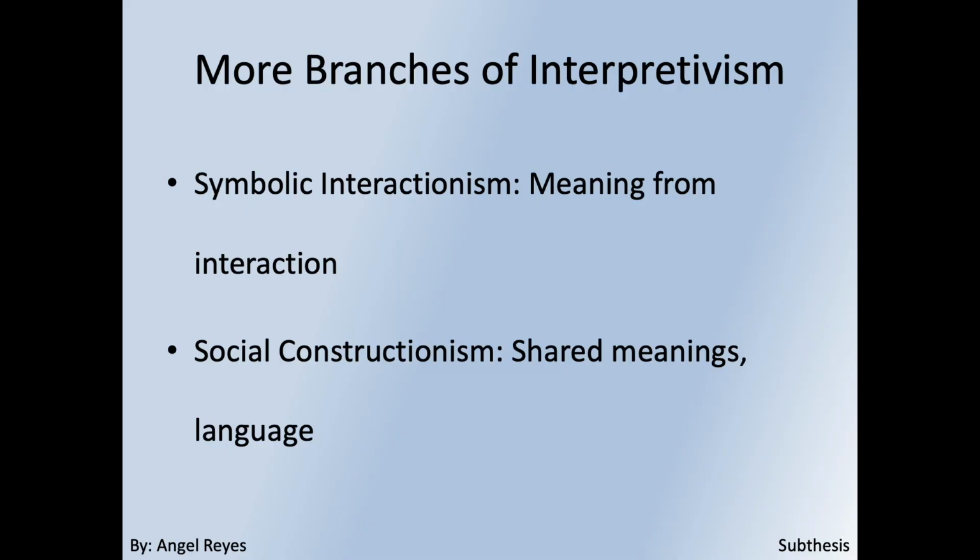Symbolic interactionism examines how meaning emerges through social interaction. It emphasizes that people act toward things based on the meanings those things have for them. Meanings arise through social interaction and are modified through interpretation. This approach focuses on how people construct shared understandings through interaction.